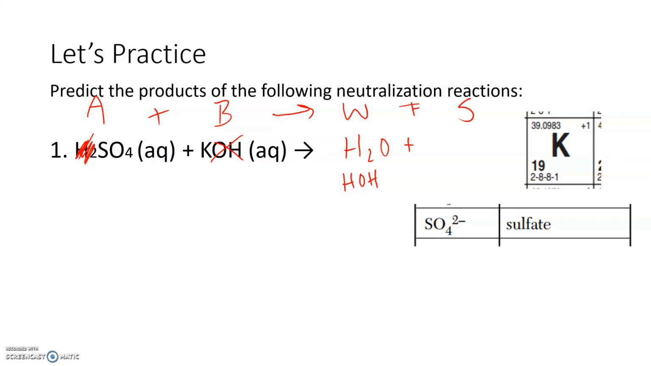Okay, so there's the water. Now I have to make my salt. So I take the metal from my base, which is K, and the remaining non-metal ion from my acid, which in this case is SO4. And if you tell me the formula for the salt produced by this reaction is KSO4, you're wrong. I'm sorry. So if you paused this and tried this yourself prior to me going over it, you're wrong.